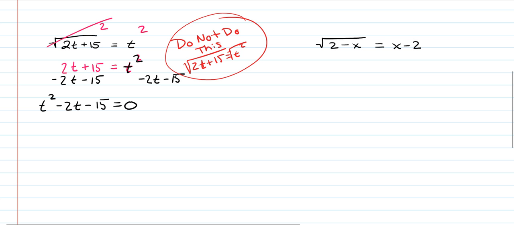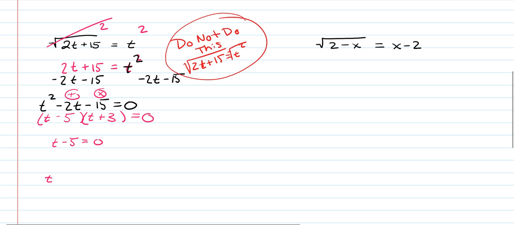So from here, we're going to factor. And again, you have to know how to factor. So this would be what multiplies here and adds for here. So boom, boom. This would be what? Minus 5, plus 3. Solve for t in both cases.